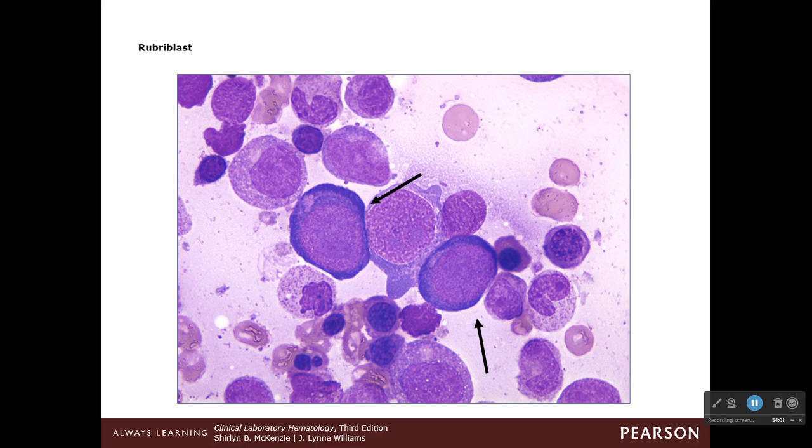Is this the same cell as before? Yes, this is still a rubriblast. Dark cytoplasm, high nuclear cytoplasm ratio, lacy nucleus, right? And if you look real close, you can see nucleoli in those. There's one, there's one, there's one, there's one. Those are nucleoli.